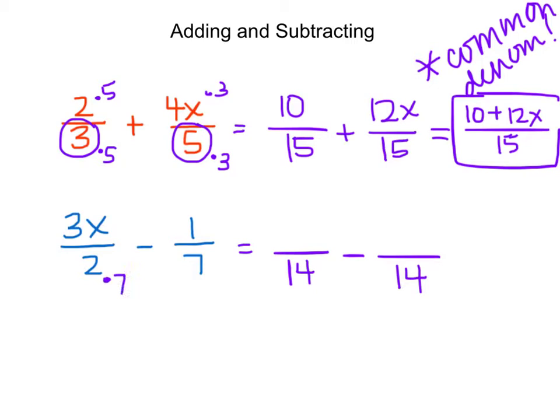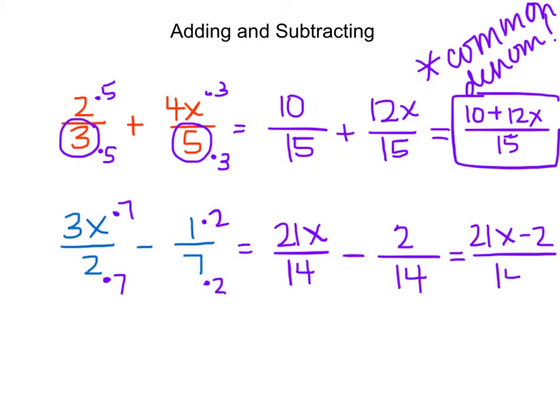So the 2 was multiplied by 7, which means I'm going to multiply the 3x by 7. So 3x times 7 gives me 21x. Okay. The 7 was multiplied by 2, so I'll do the 1 times 2 and get a 2. Again, it's time to subtract. Those are not like terms, so I can't actually subtract them. So I'll leave my answer as 21x minus 2 over 14.